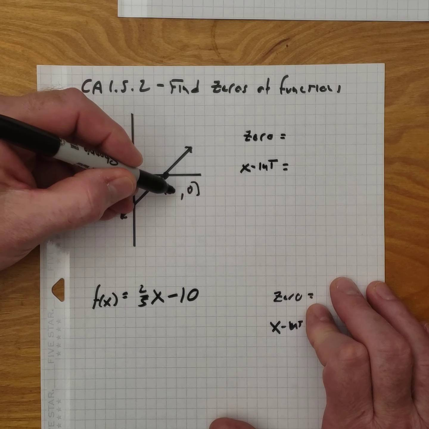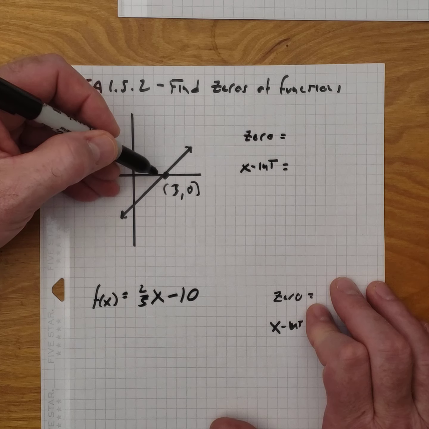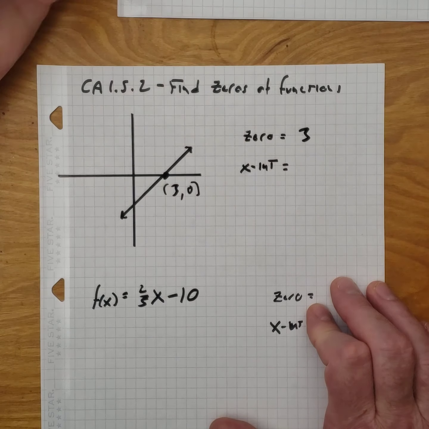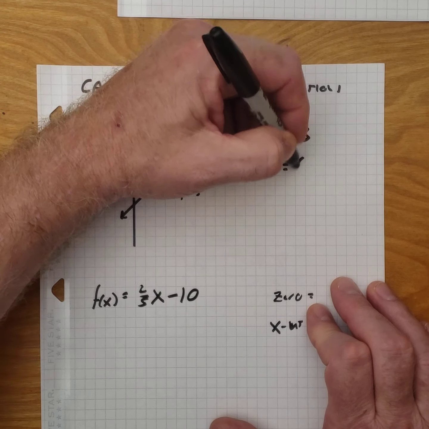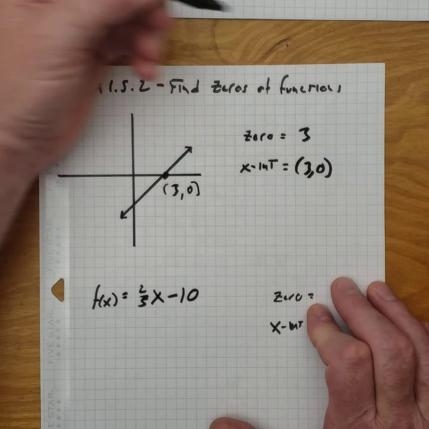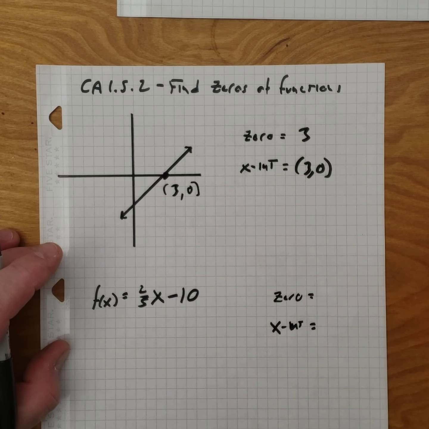The zero is what number would you put into the function to get 0 out. In this case, it's 3. So that's the zero. And the x-intercept of the function is that point. So 3 comma 0 is the x-intercept. I really think that's a silly distinction. If I say the x-intercept is 3, I know what I'm talking about.